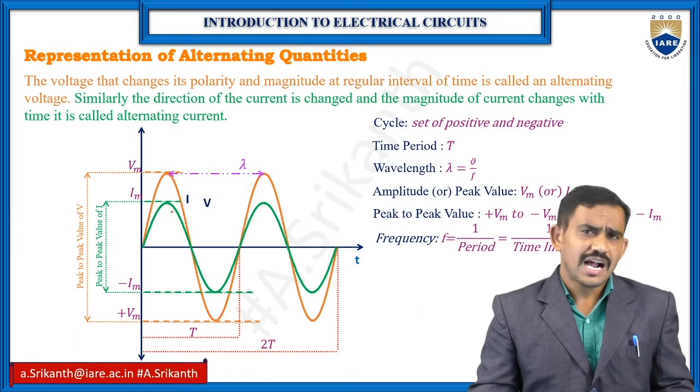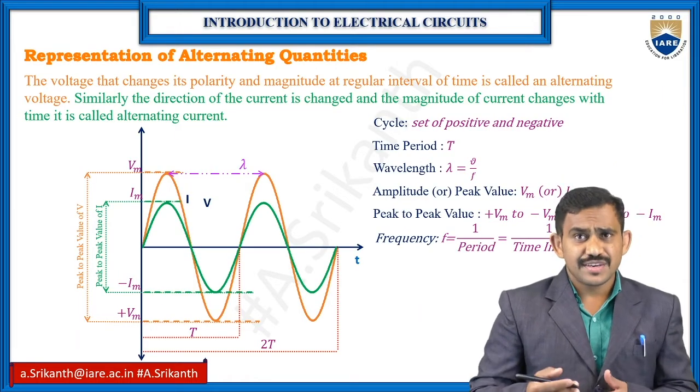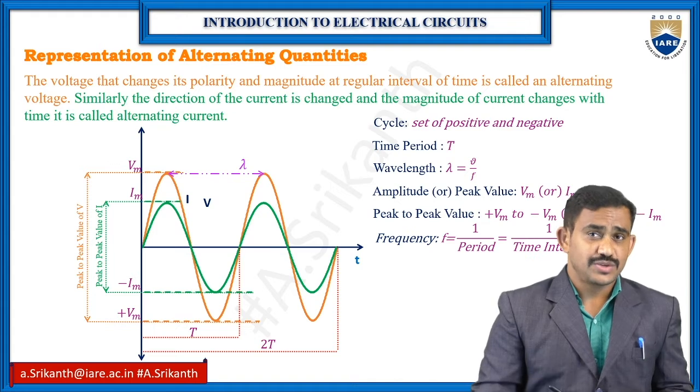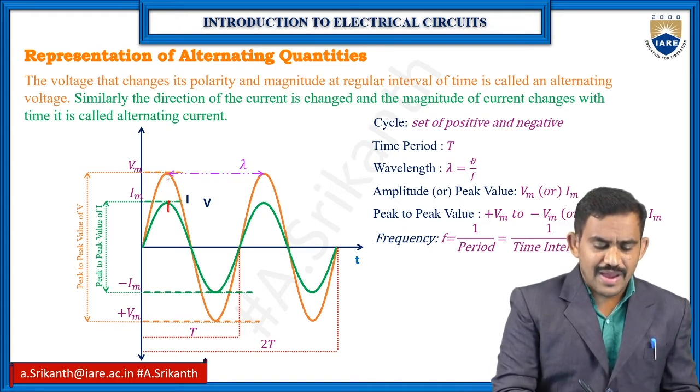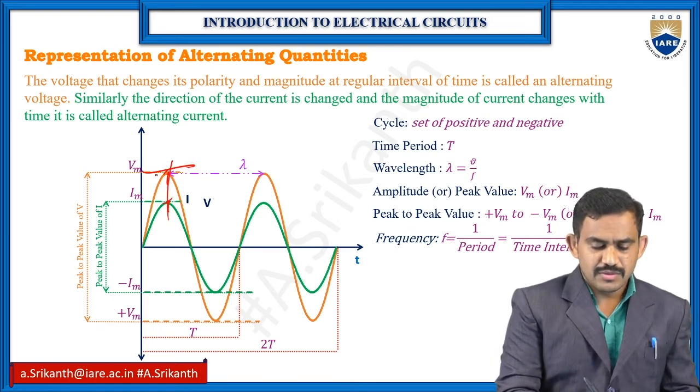And coming to alternating current. When we have alternating, we have positive as well as negative values. For a sine wave, if you observe the sine wave, we have peak value and peak to peak value.